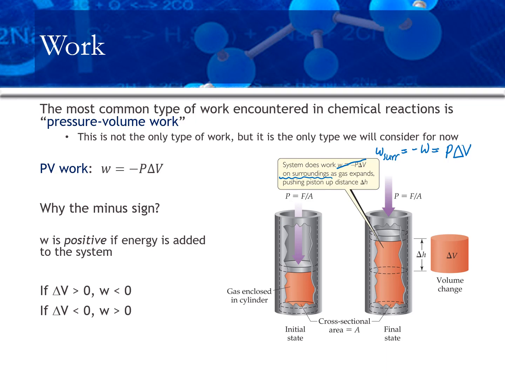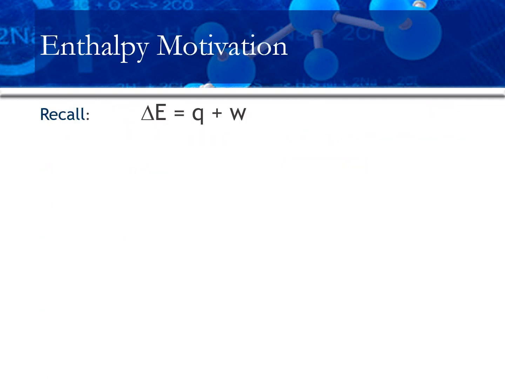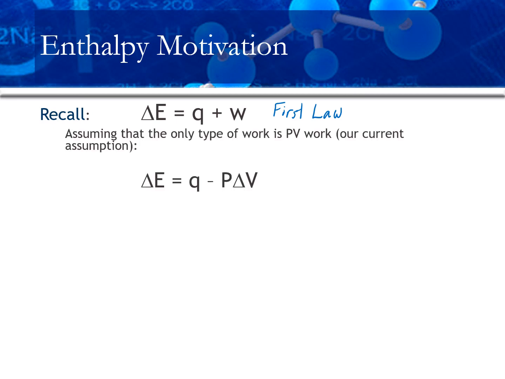All right, so how can we put this together? We know that the change in energy is just the heat plus the work. This is the first law. That is, if the energy of the system changes, it must change due to a flow of energy from somewhere else. And there's only two types of energy flow, heat and work, and that's it. So assuming that our only type of work is pressure volume work, which is what we're going to assume for this course, I can replace the plus W with minus P delta V because, as we just saw, work is equal to minus P delta V.